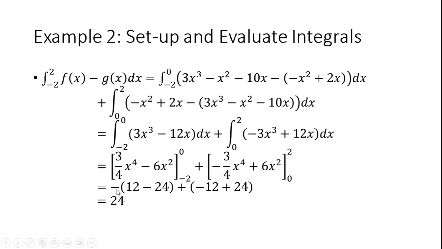Performing the arithmetic, we get negative quantity 12 minus 24 plus -12 plus 24. And when we simplify all of this down, we have 24 as the result. So the area between the two curves over -2 to 2 is 24.